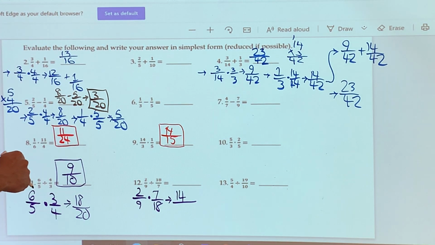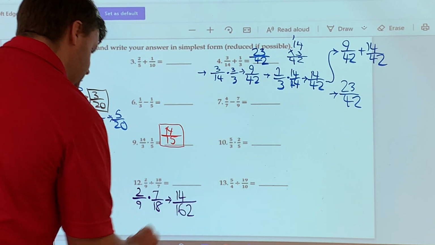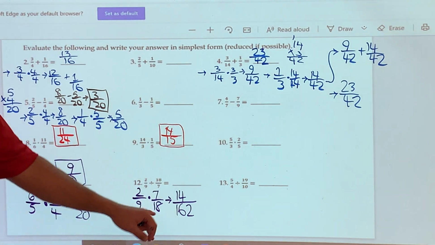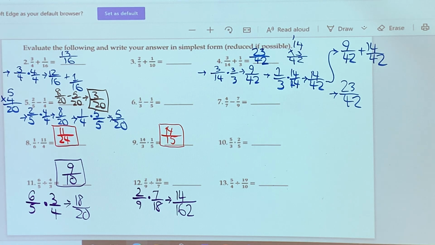9 times 18. Okay, 9 times 18, that is going to be what? 162. Okay, because 9 times 8 is 72. You keep the 2, you add the 7 there. 9 times 1 is 9, plus 7, which is 16.